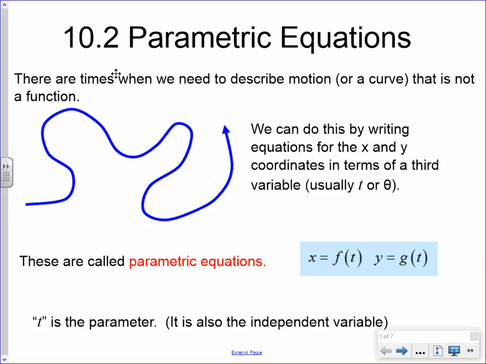Okay, so we need to remember what parametric equations are. We're going to have x and y in terms of a third variable. More times than not, it will be t. Every once in a while, you will see theta as your parameter.